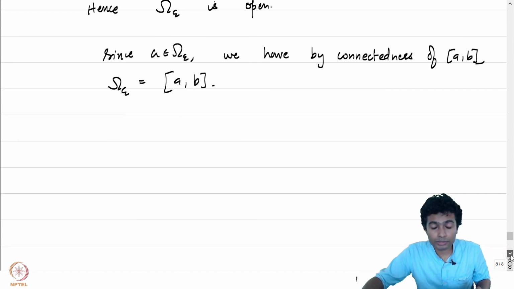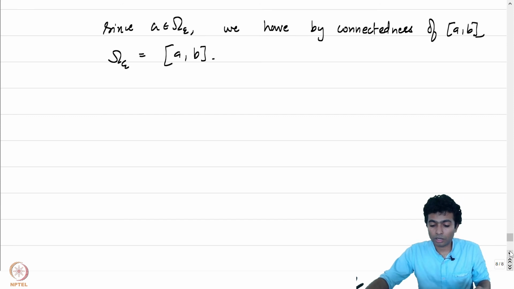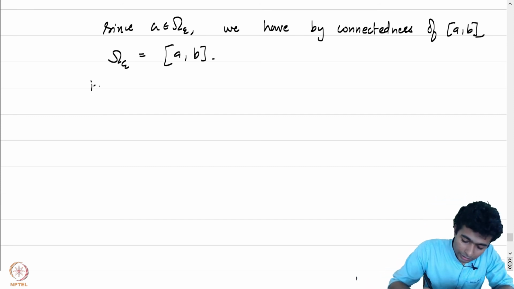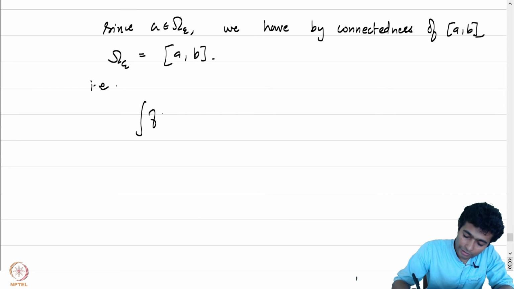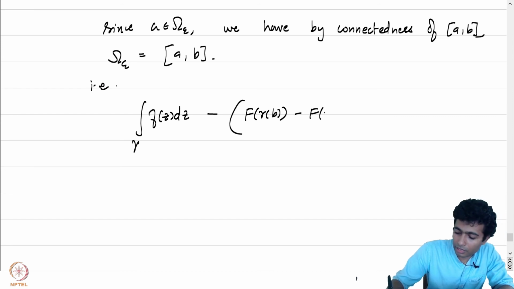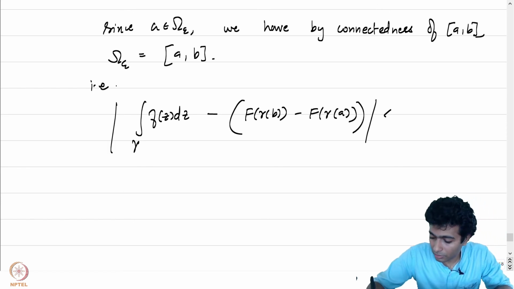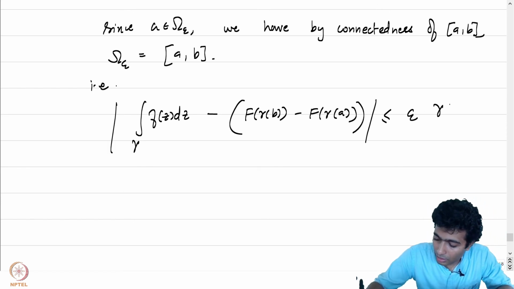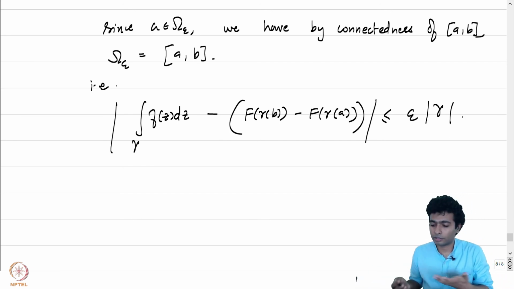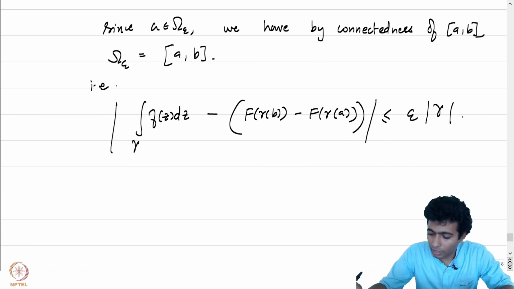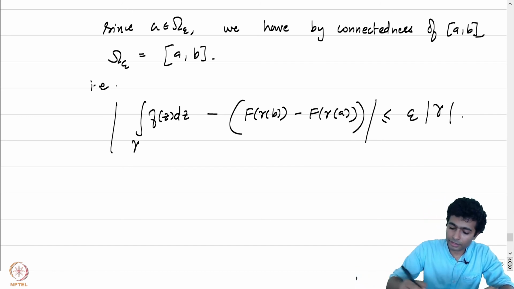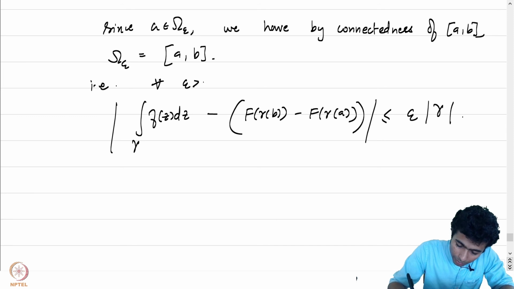So let's recall what it means to say that omega epsilon is equal to [a, b]. It means that the absolute value of the integral of f of z dz over gamma minus f of gamma of b minus f of gamma of a is less than or equal to epsilon times the arc length of gamma restricted to [a, b], which is exactly equal to the arc length of gamma. But our choice of epsilon was arbitrary. This is true for all epsilon positive.